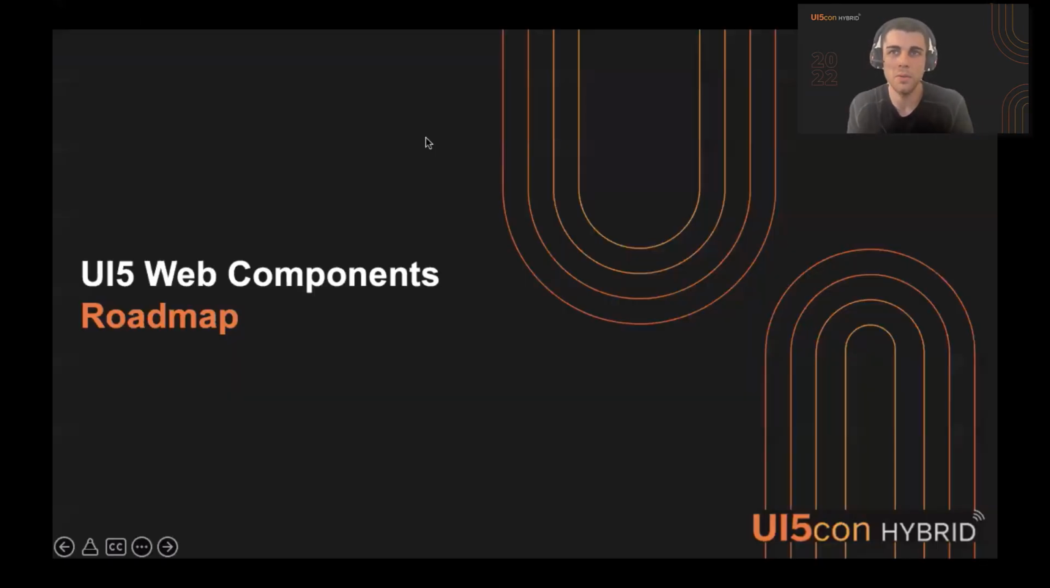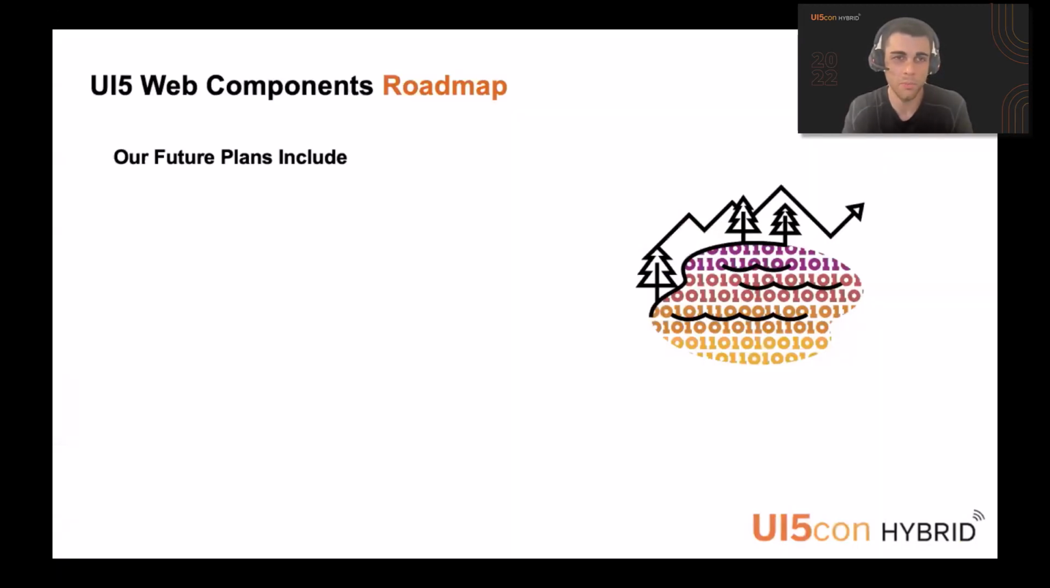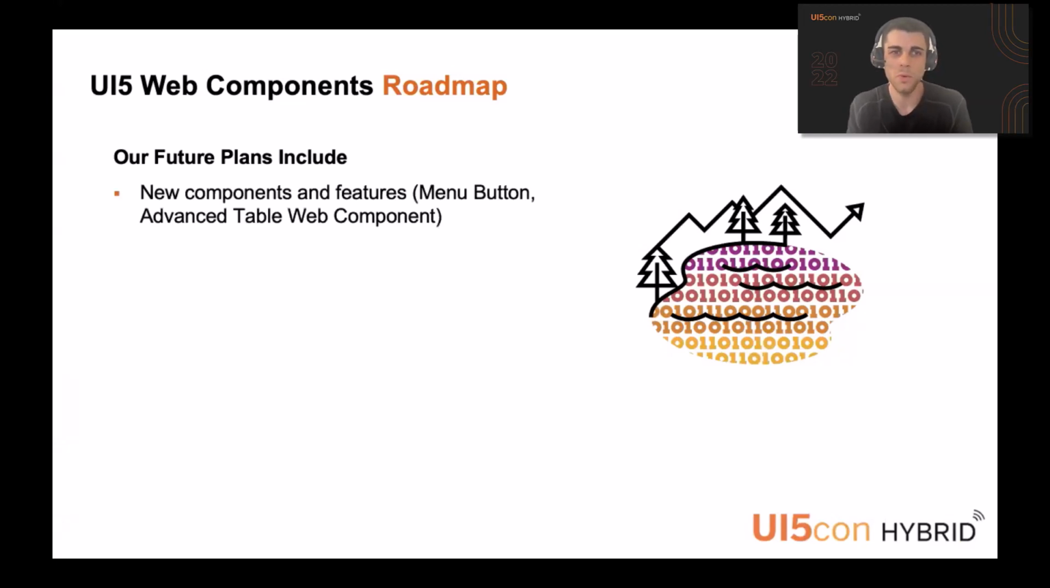Right, now it's time for our roadmap, or what are future plans. Of course, we will extend our component set with new components and features. On the table is the menu button, which is actually in progress. And for Q4, we have planned to start developing an advanced table web component. By this, I mean a data table with virtual scrolling and all the features that you might know from the SAP UI table from SAP UI5.